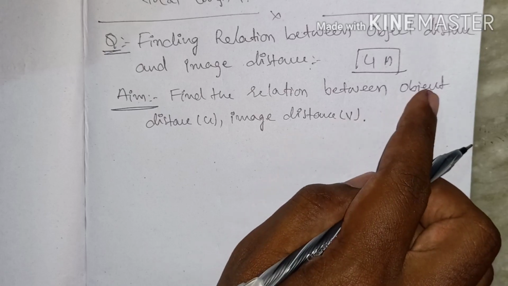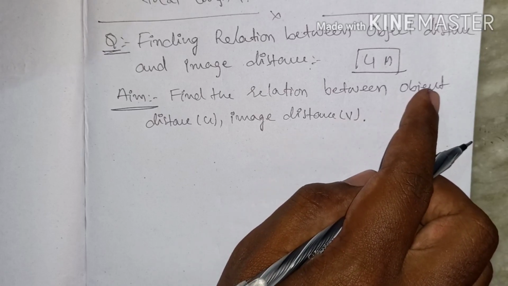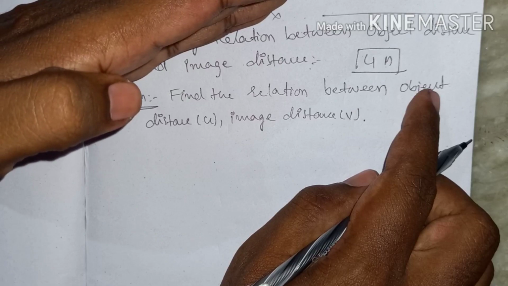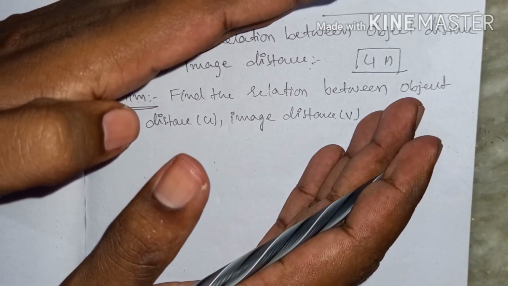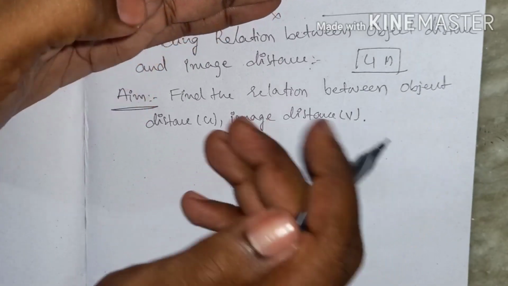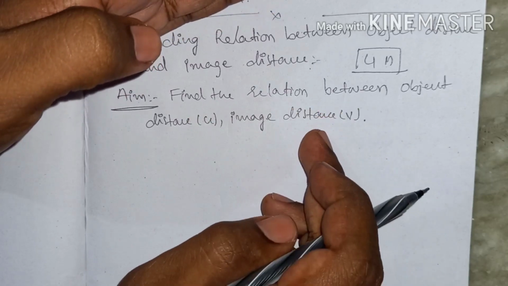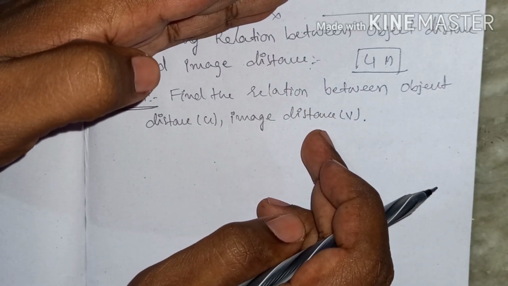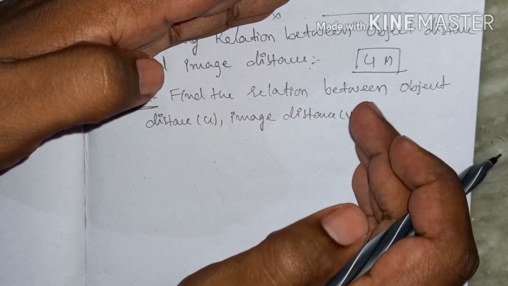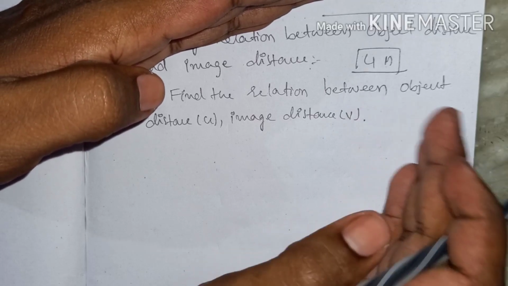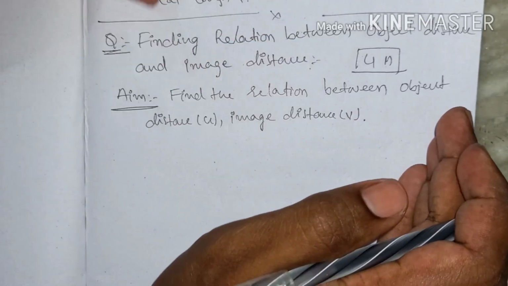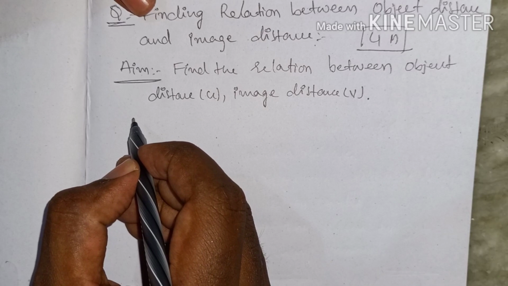Then what is object distance? Just now we have seen, the distance between the mirror and the candle is the object distance. And what is image distance? The distance between the mirror and the screen we call the image distance. So this is the aim. Then what is the next one?